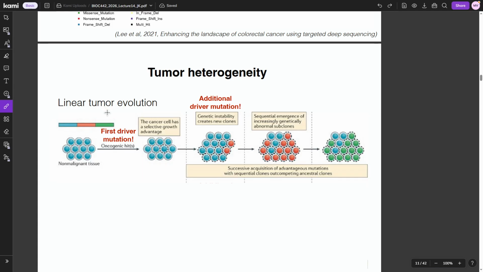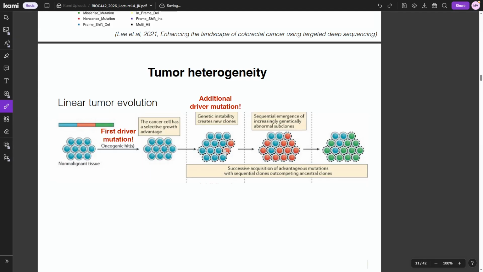Linear tumor evolution. We first talk with tissue that's chill, so non-malignant just means chill tissue. It's not really doing anything. We get an oncogenic hit, so a mutation hits that leads to a cell dividing more than often. So the cancer cell has a selective growth advantage, so this cell here divides more often than others. And so this cell divides more and more, and you get copies of it, basically. So you get copies of this cell.